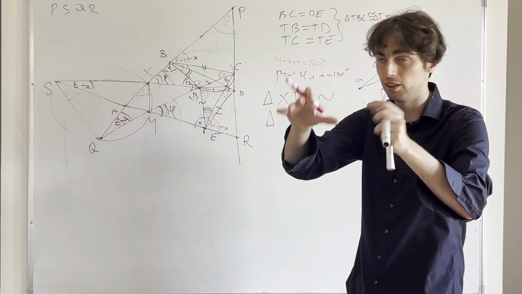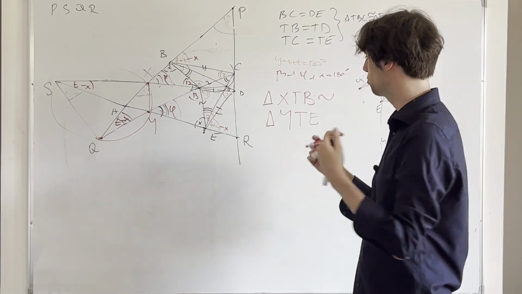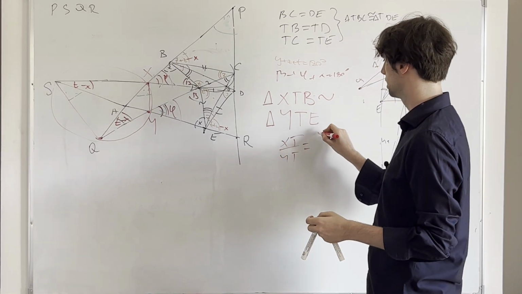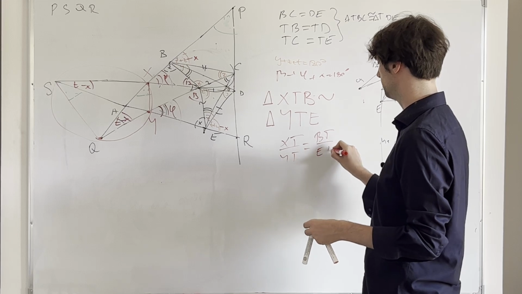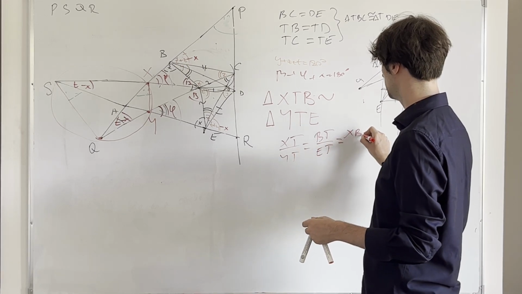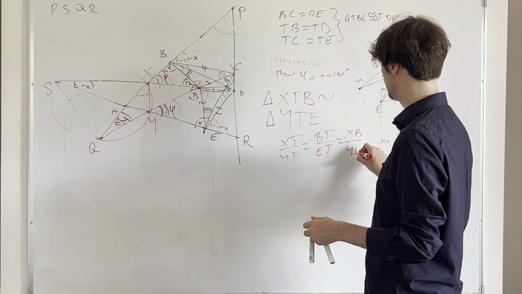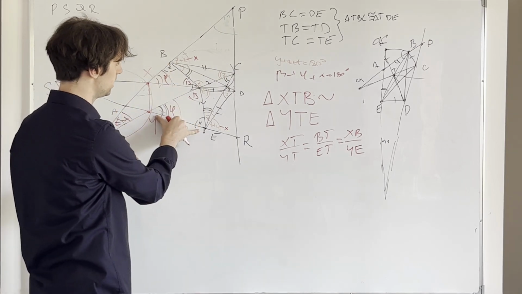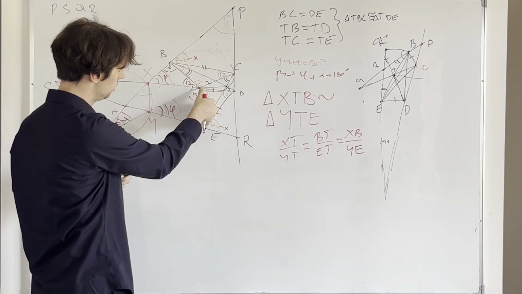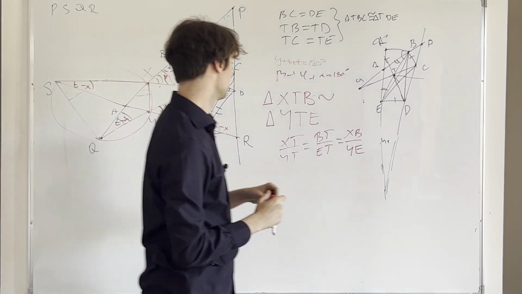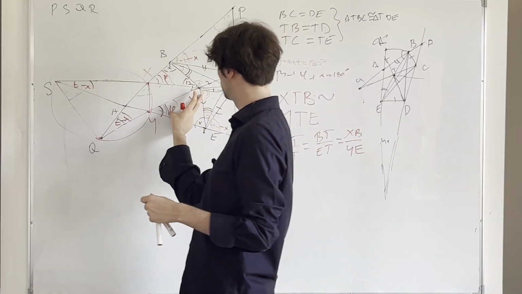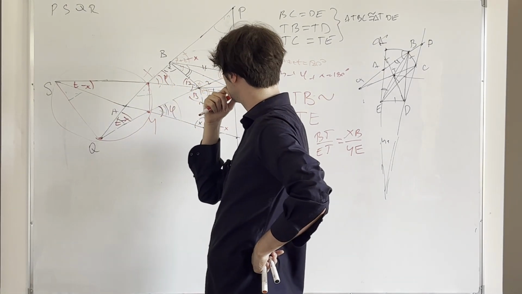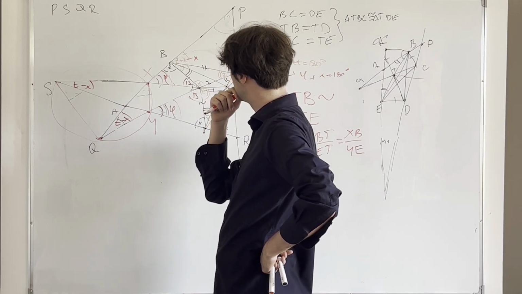And also, important thing, write stuff down. Things you figured out, write them down. So we have XT over YT is equal to BT over ET is equal to XB over YE. Okay, so XB over YE is equal to this over this, right? And it's also equal to this over this over here. Well, now the thing is, okay, can we transport anything anywhere?